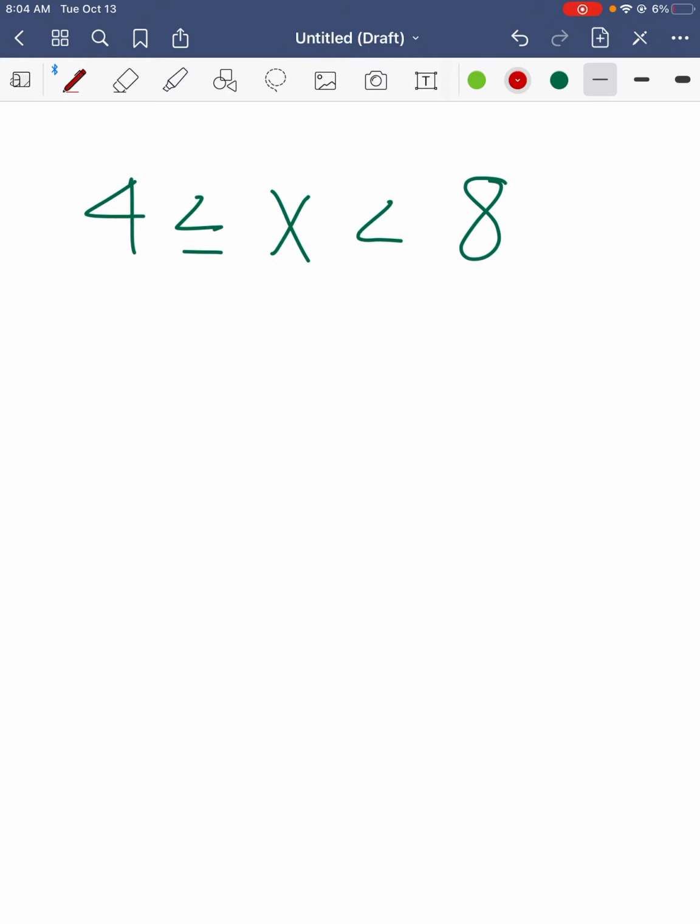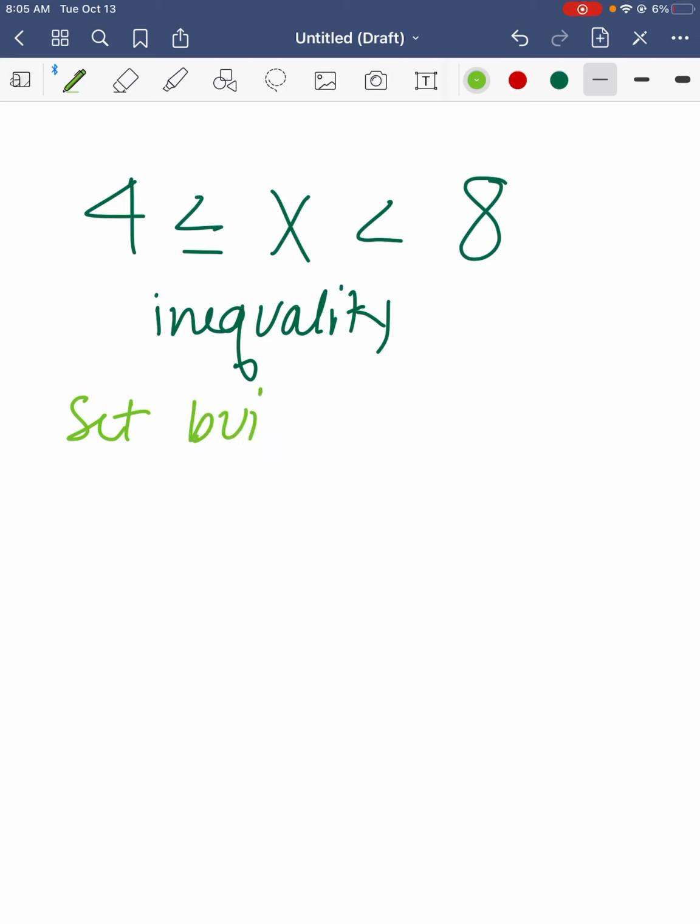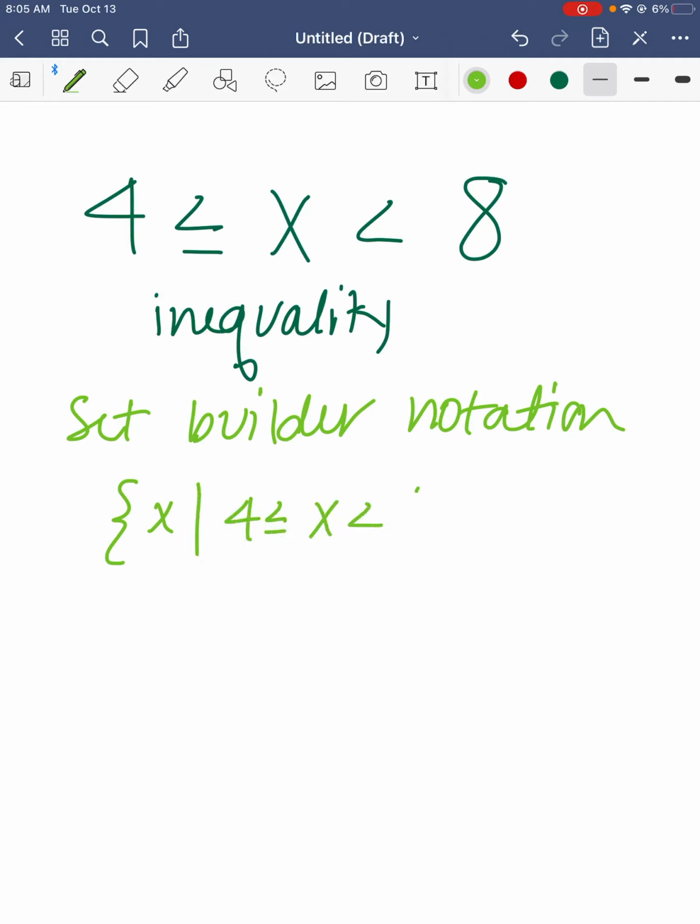And let's look at this AND inequality here. So x is greater than or equal to 4 but less than 8. Okay, so this is our inequality. If we write this in set builder notation, then we'll have an open bracket, x, all values of x such that, and then we'll just write the inequality in here.